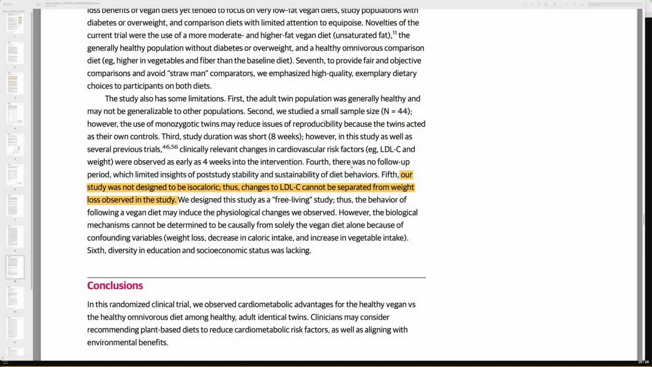I think there was only one really valid criticism, and that has to do with the way they designed the study. So this is in the limitations section. Right here: our study was not designed to be isocaloric. Thus, changes to LDL-C cannot be separated from weight loss observed in the study.